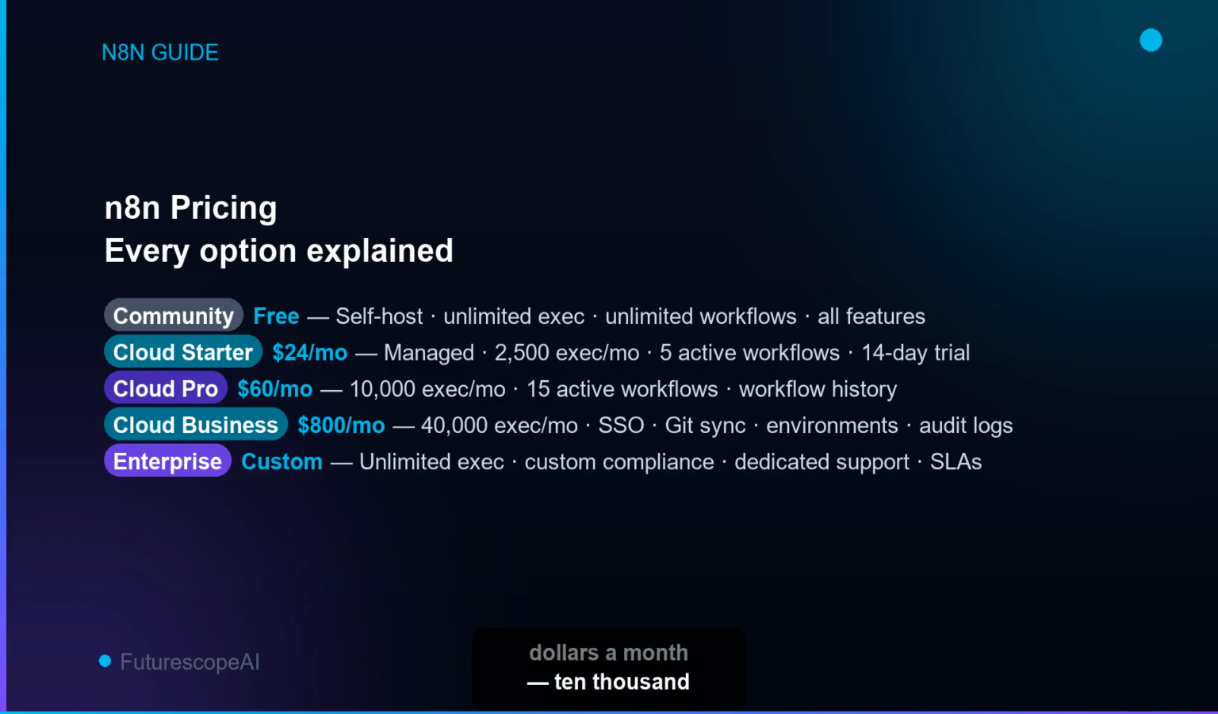Cloud Pro is $60 a month, 10,000 executions, 15 active workflows, and workflow history for debugging. Cloud Business is $800 a month, 40,000 executions, SSO, Git Sync for version control, multiple deployment environments, and audit logs. A startup discount at $400 a month is available for companies with fewer than 20 employees. Enterprise is custom pricing with unlimited executions, custom compliance and data residency, and dedicated support with SLAs.